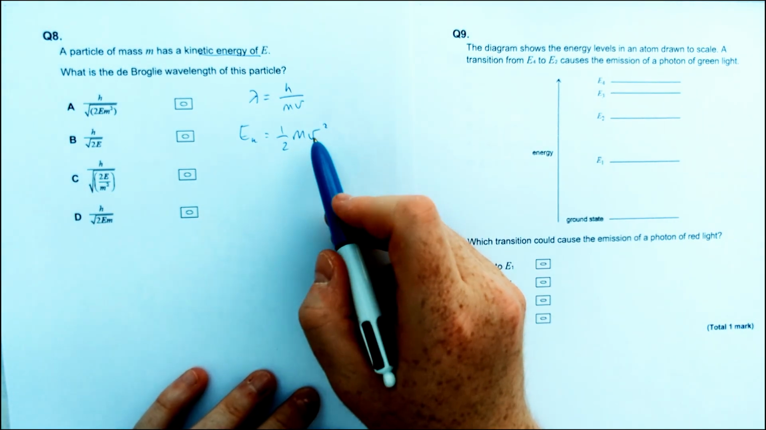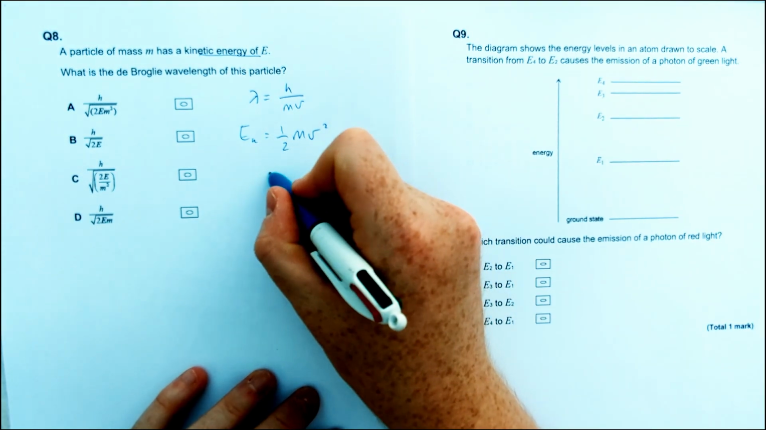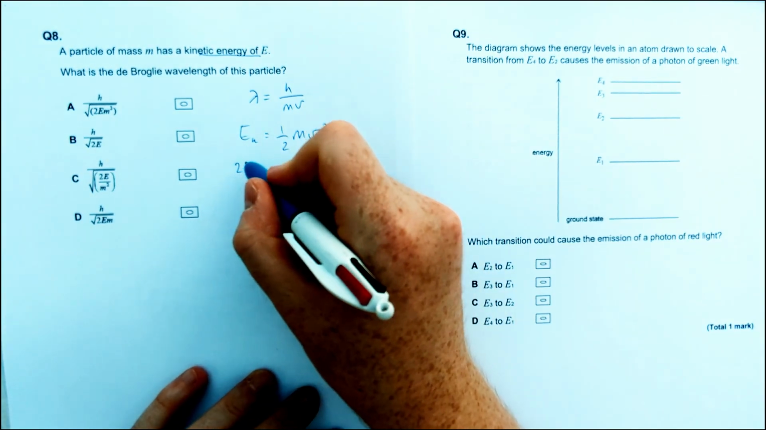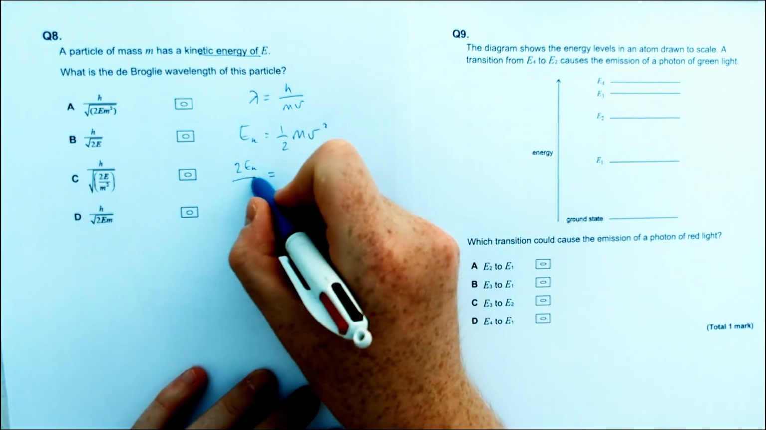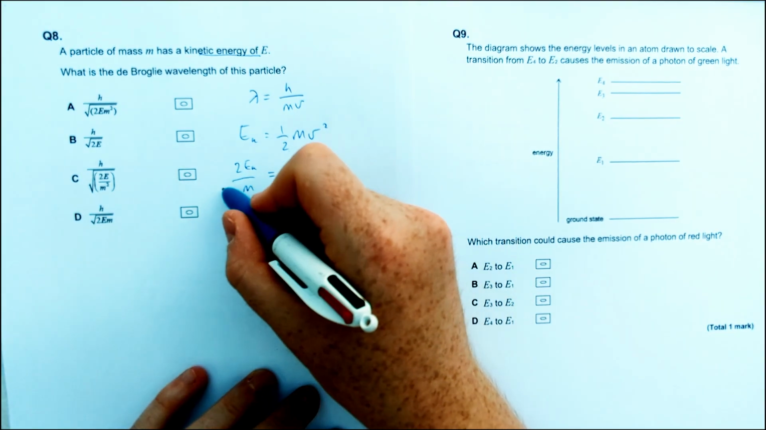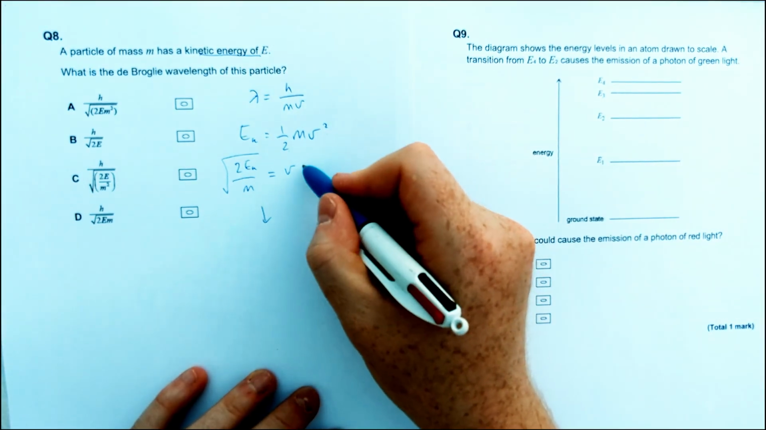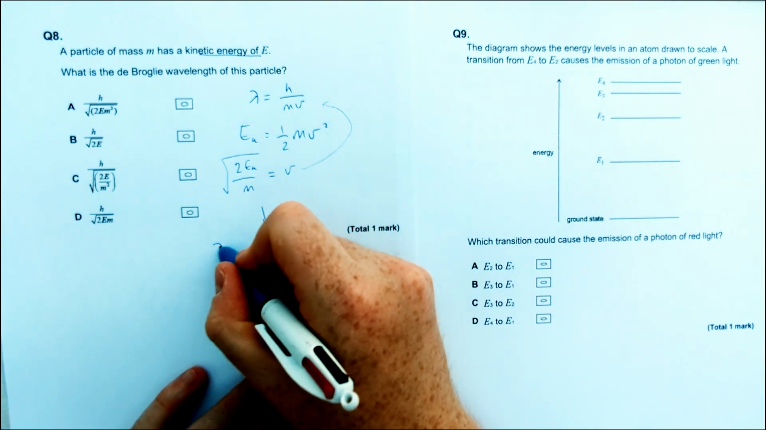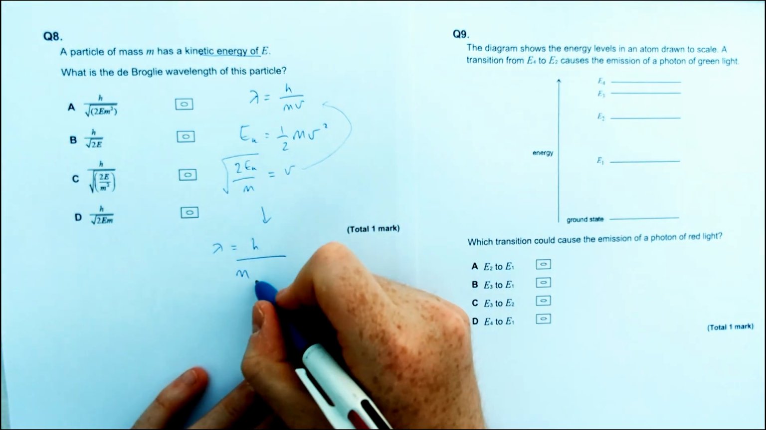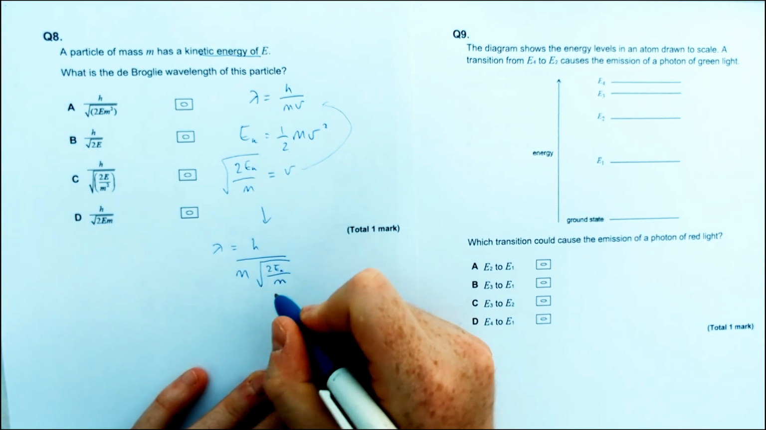So our first step is basically to cancel out velocity from these two equations. What I would do is rearrange this whole equation for velocity. So if I pull the 2 up to here and then divide by m, that equals the velocity squared, so to square root it would equal v. Next, I can substitute this into our equation up here. So I've now got de Broglie wavelength equals h over m, and instead of v, I'm going to put this big square root of 2 times the kinetic energy divided by m.